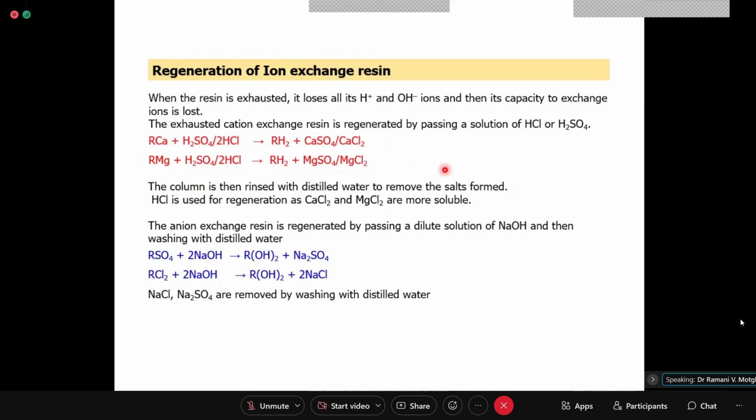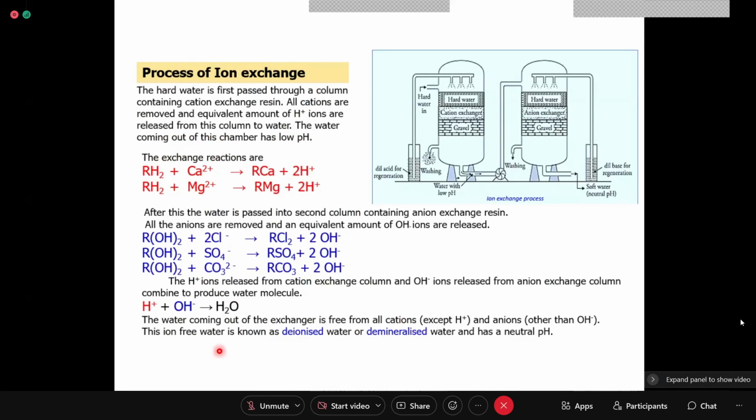Now, ion exchange process also works in the two. Ma'am, some doubt is there. Ma'am, here will be HCO3 minus or CO3 2 minus? HCO3 minus. If it is there, it also has to be exchanged, right? Yes. Okay, then only you will get deionized or demineralized water.